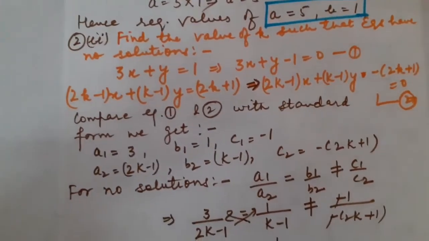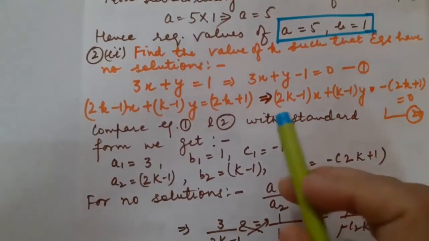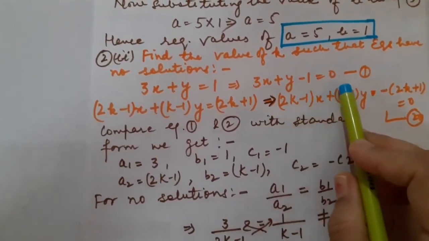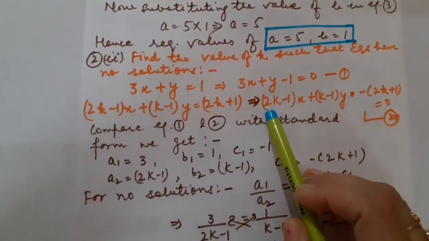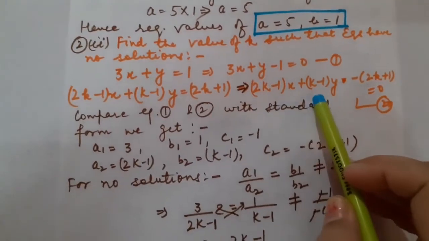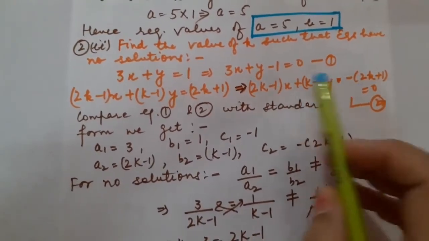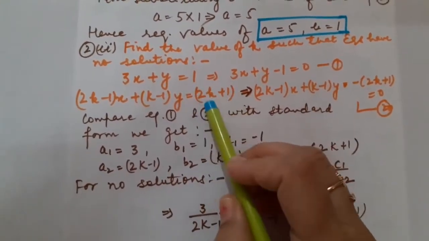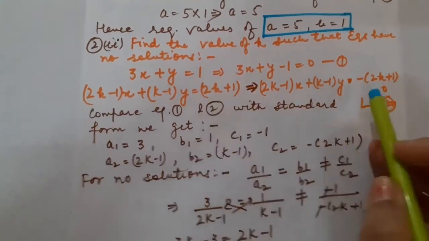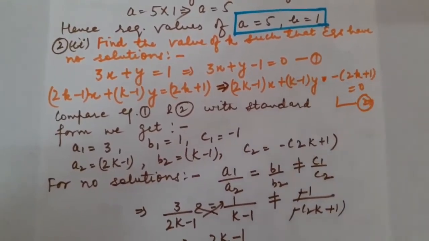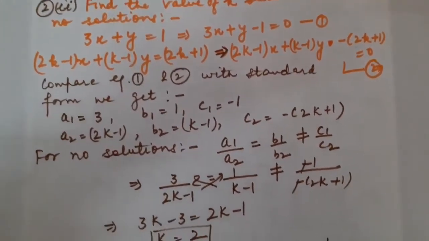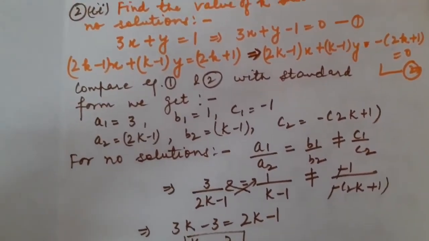After converting them into the generalized form, what I have written is 3x plus y minus 1 is equal to 0. This 1 has come on this side. And 2k minus 1 into x plus k minus 1 into y. This again is 2k plus 1, which I am bringing to the left hand side. It would be minus of 2k plus 1 is equal to 0. Correct? Now I am going to compare both the equations with the generalized form.